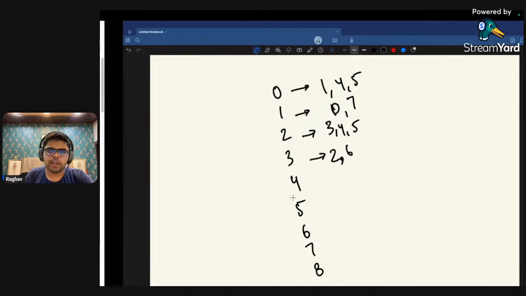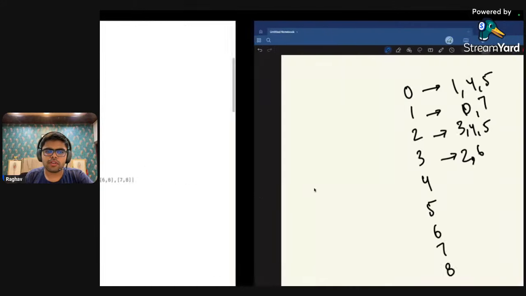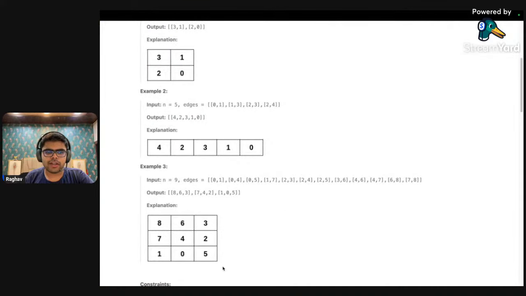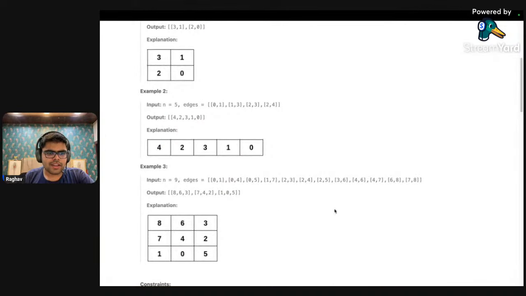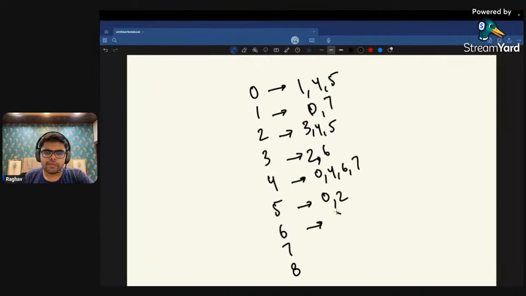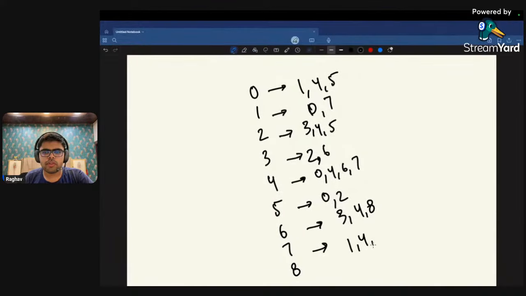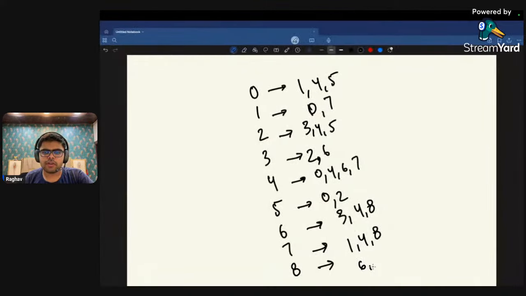I think you are already getting an idea of what the observation will be. 4 is connected with 0, 2, 6, and 7. 5 is connected to 0 and 2. 6 is connected to 3, 4, and 8. 7 is connected to 1, 4, and 8. And 8 is connected to 6 and 7.